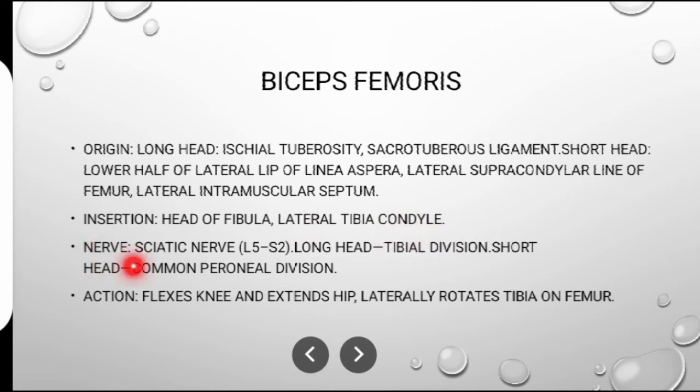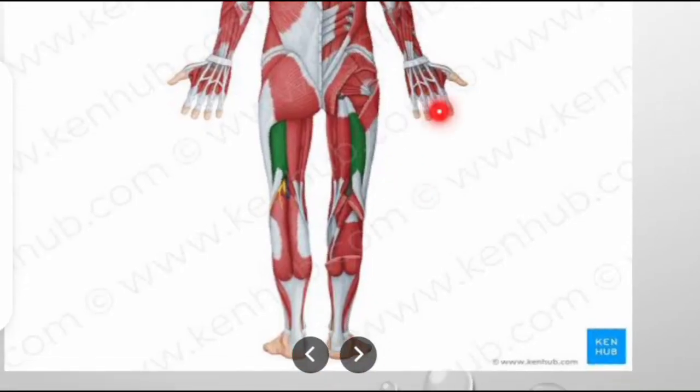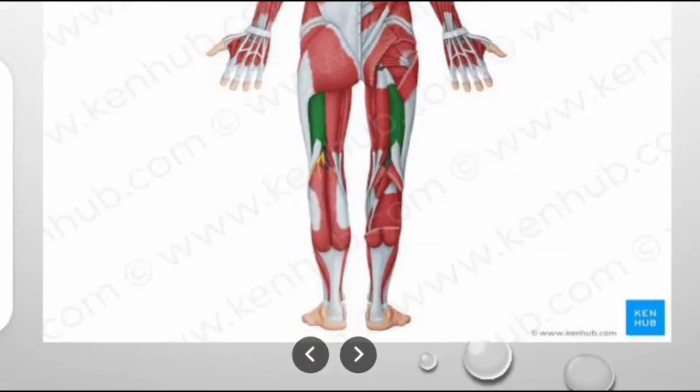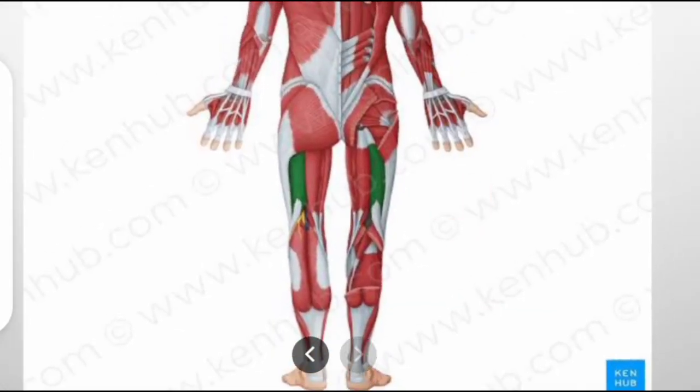Nerve supply sciatic nerve, long head, tibial division, and short head, common peroneal division. Action involved in knee flexion, hip extension, and lateral rotation of tibia on femur. It is involved in hip extension, knee flexion, and lateral rotation of tibia on femur.